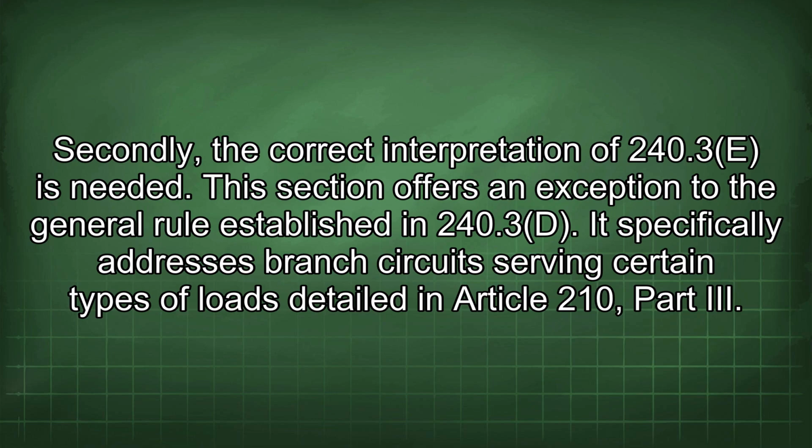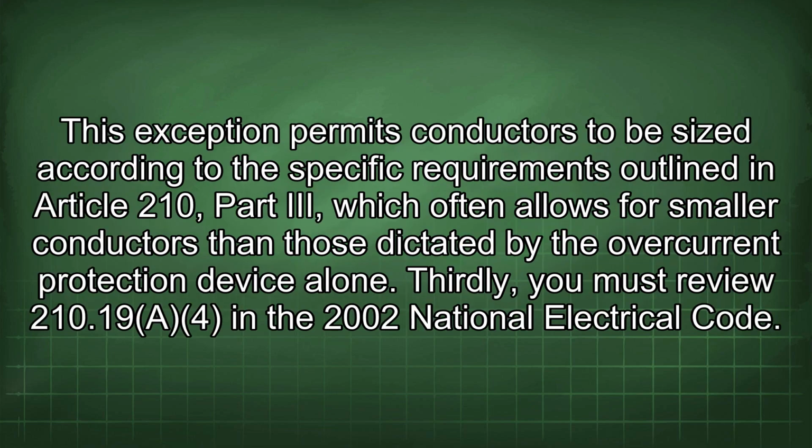This section offers an exception to the general rule established in 240.3d. It specifically addresses branch circuits serving certain types of loads detailed in Article 210, Part Roman 3. This exception permits conductors to be sized according to the specific requirements outlined in Article 210, Part Roman 3, which often allows for smaller conductors than those dictated by the overcurrent protection device alone.